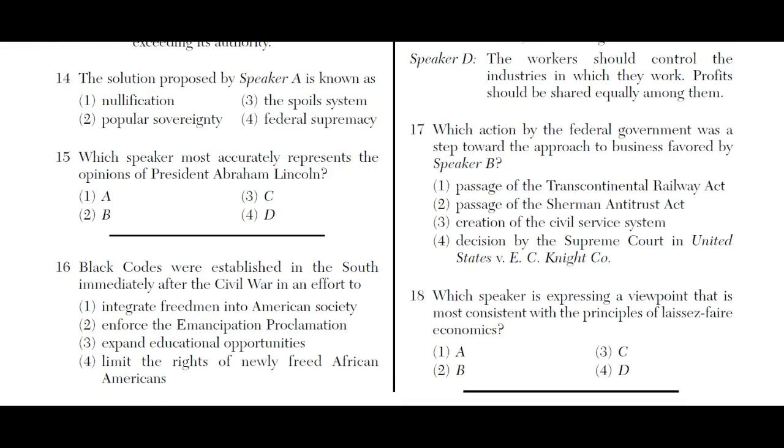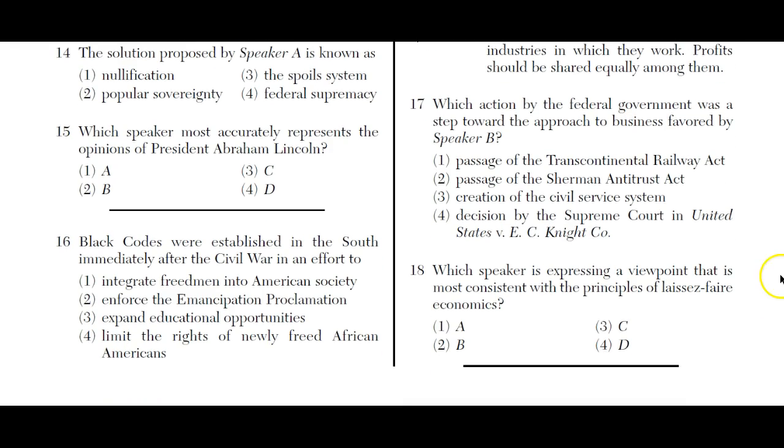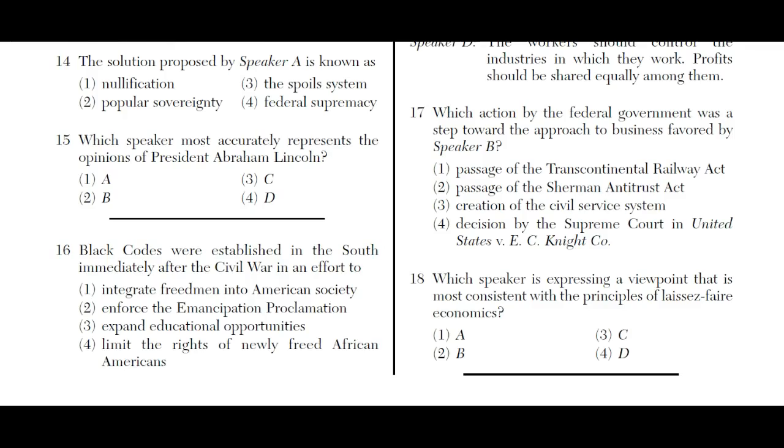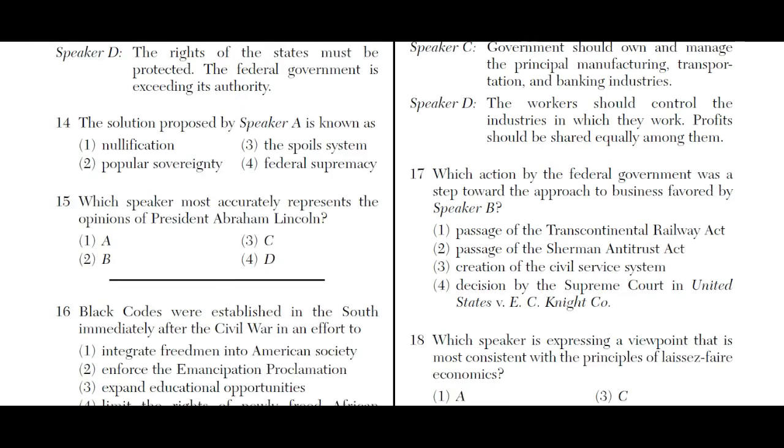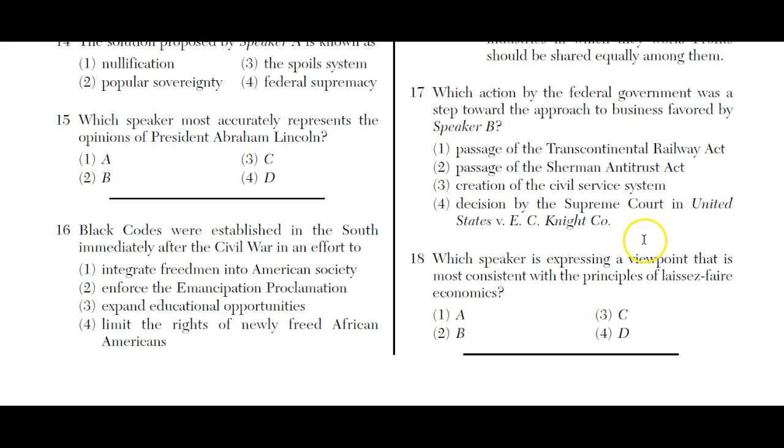What action by the federal government was a step toward the approach to business favored by Speaker B? Speaker B, okay, we can read that. Speaker B, we said, was one of those progressives, so Speaker B would have been in favor of the Sherman Antitrust Act. That was about saying, if one company owns an entire industry, that's not healthy for anybody. The government should step in and bust it up.